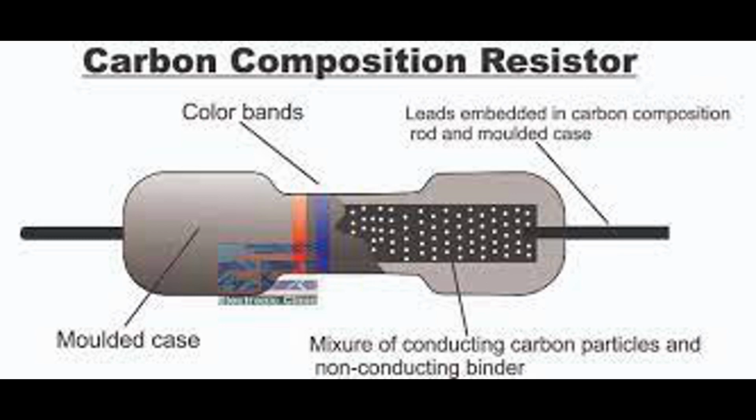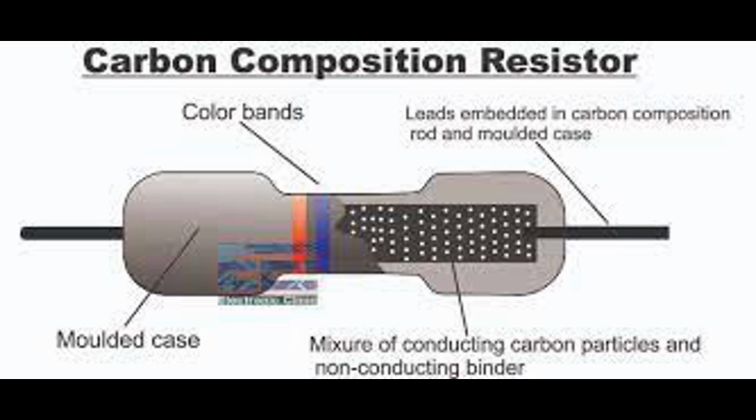Helical or spiral shape. The carbon film is often applied in a helical or spiral pattern. This design maximizes the length of the carbon film on the substrate, which in turn increases the resistance value for a given surface area. The helical shape allows for higher resistance values in a compact package.